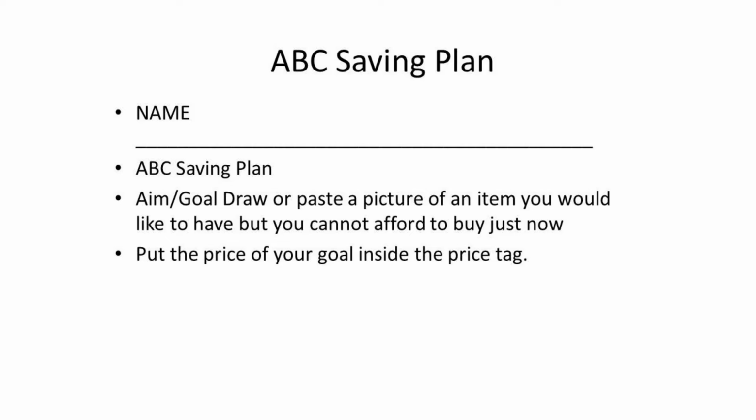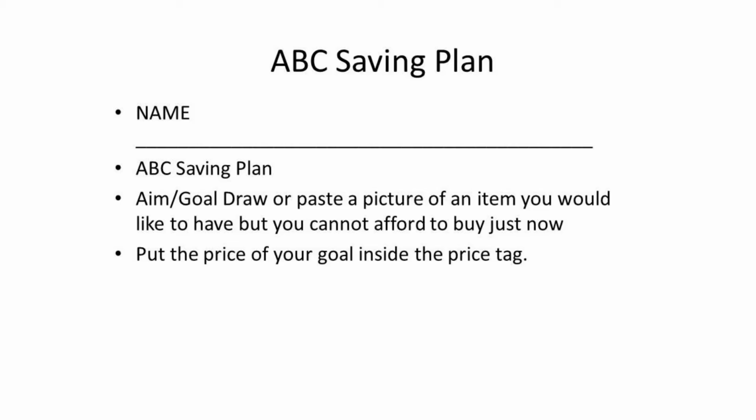An ABC saving plan is where you establish your aims of the plan. So you are going to think of something that you want and record those aims and objectives that you want to buy in the future, right? And then you are going to decide on a price tag or how much you plan to save over that period, which is your aim.